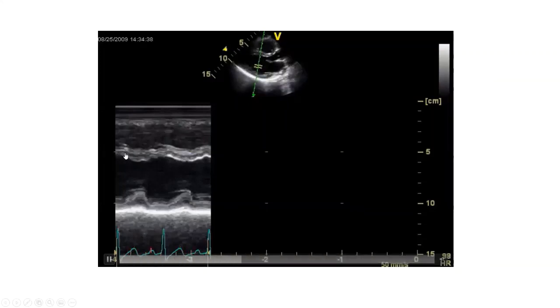And you can see the septal wall. If we start here on the R wave, the septal wall thickens in systole, and the endocardial edge moves posteriorly. Conversely, the posterior wall moves anteriorly. It reaches its peak slightly after the most downward motion of the interventricular septum.